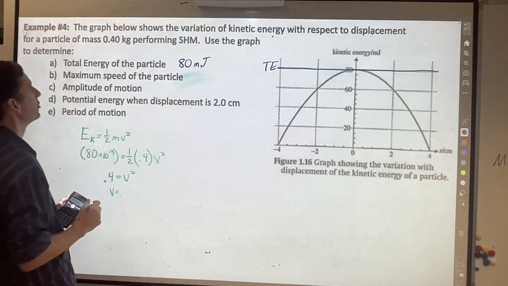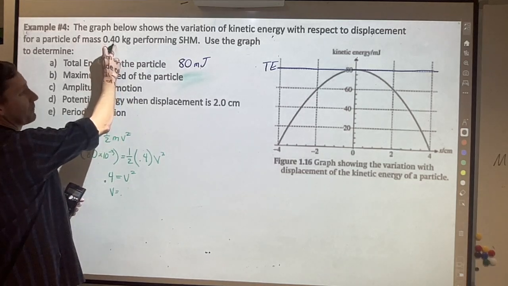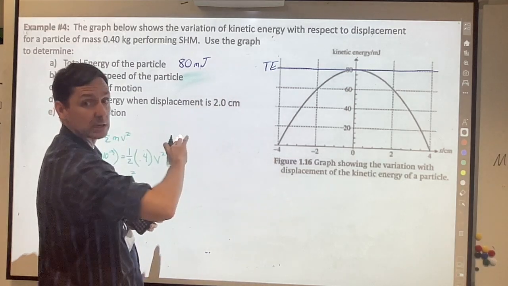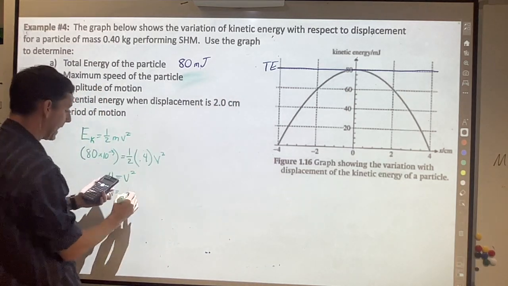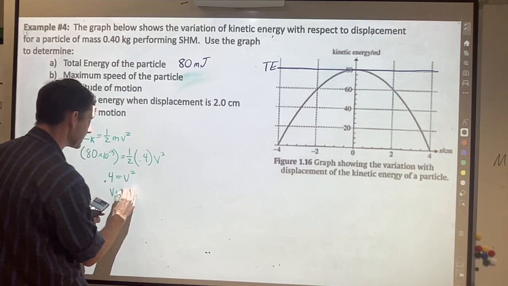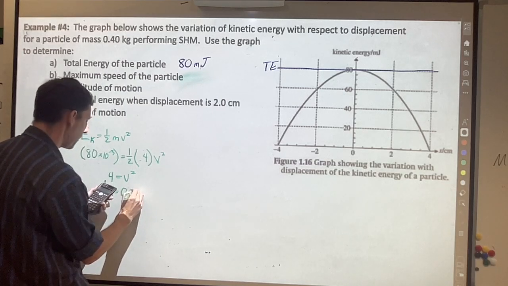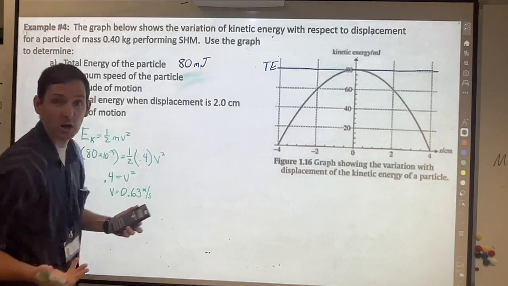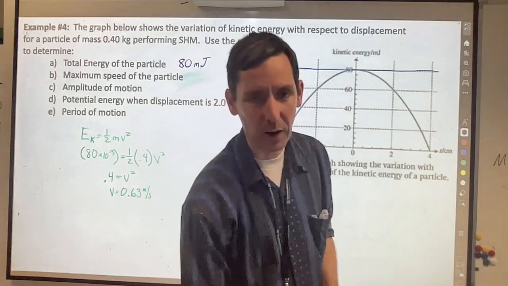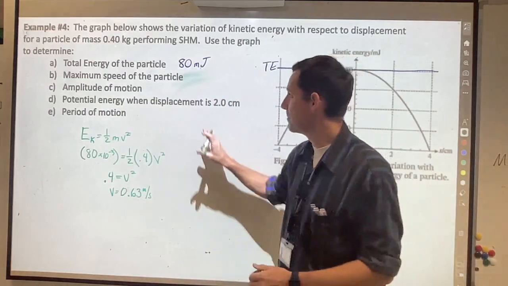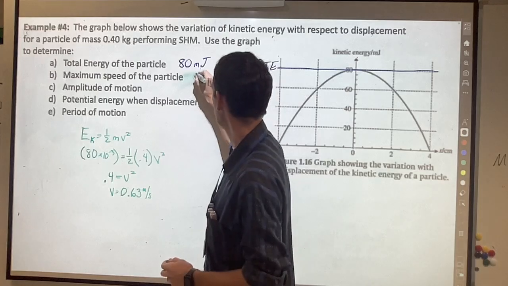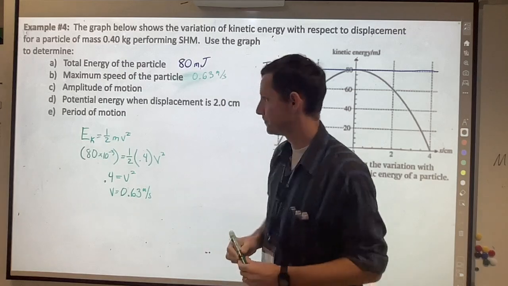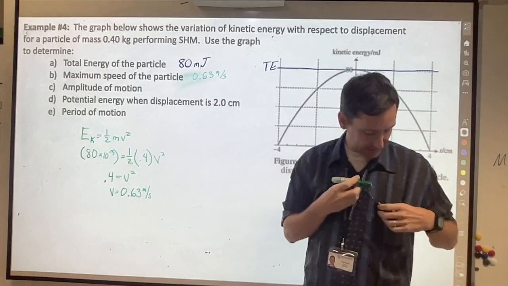0.6324. I'll notice that this has two significant figures. I assumed that the 80 was also two significant figures, so I'm going to write my answer, to make this easier for you to see at home, as 0.63 meters per second, or 63 centimeters per second. There we've got the maximum speed, 0.63 meters per second. The next question is the amplitude of motion.